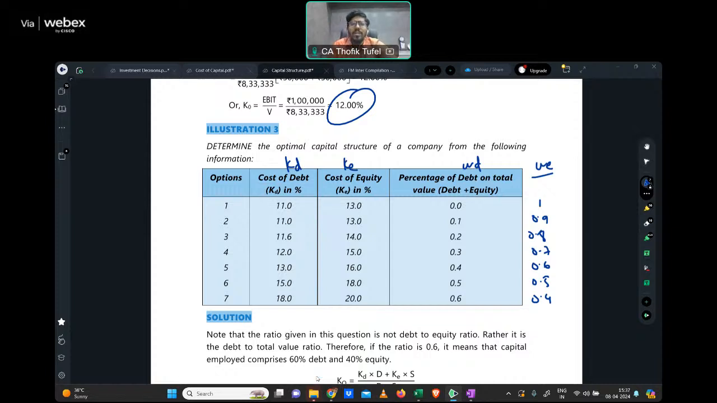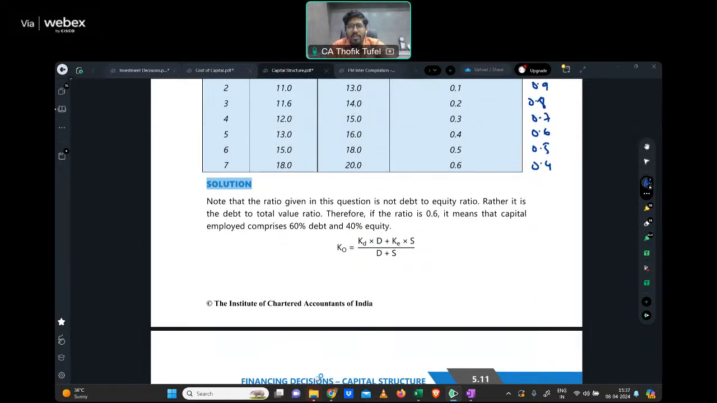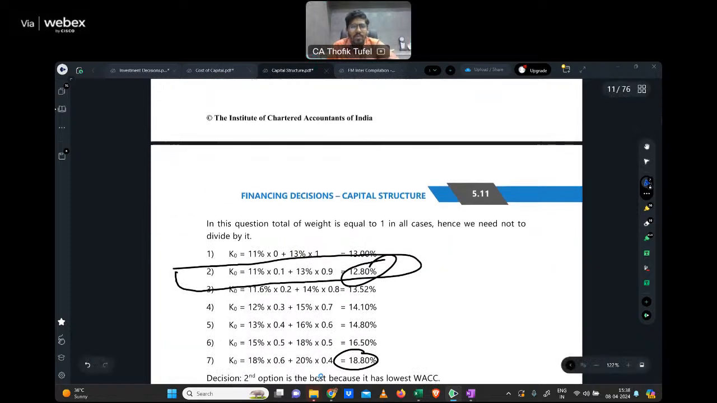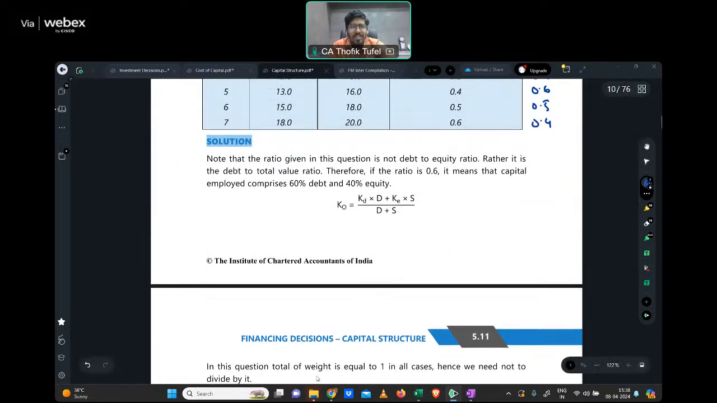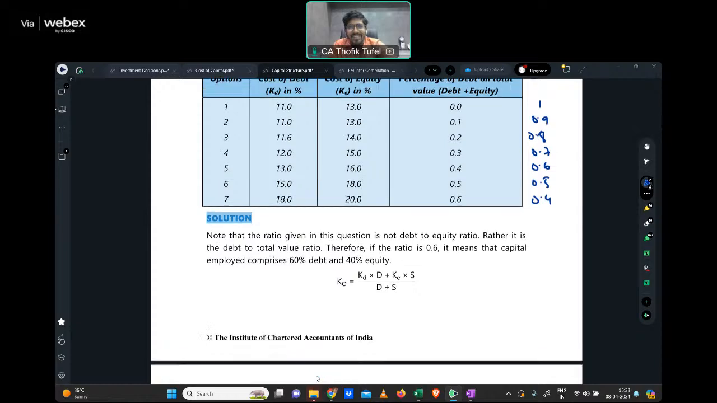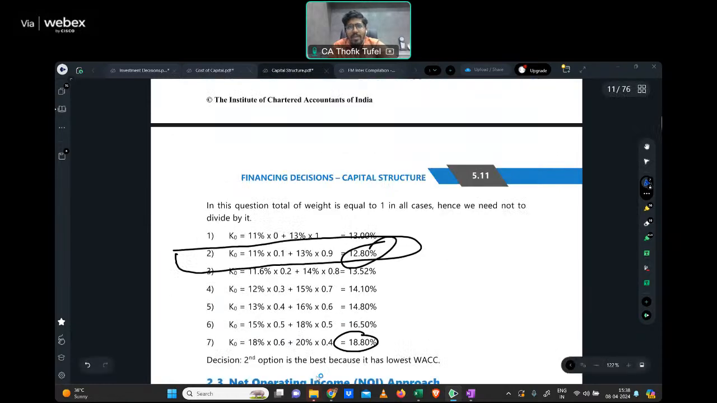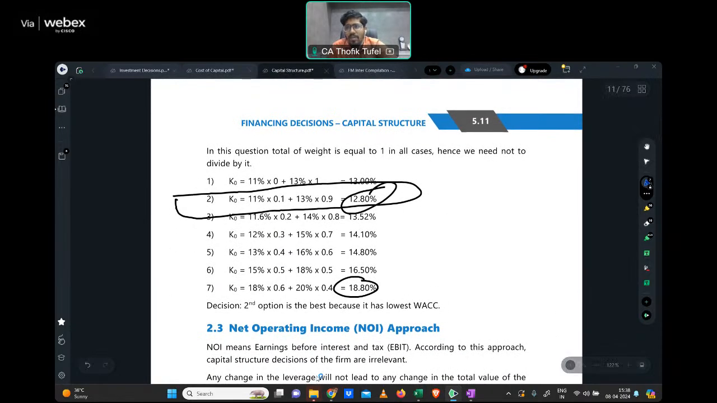Okay. So weight of debt into cost of debt plus weight of equity into cost of equity is equal to the overall cost of capital. That is what you do. The overall cost of capital. So 11 percentage into 0 plus 13 percentage into 1. So 13 percentage is the overall cost of capital.